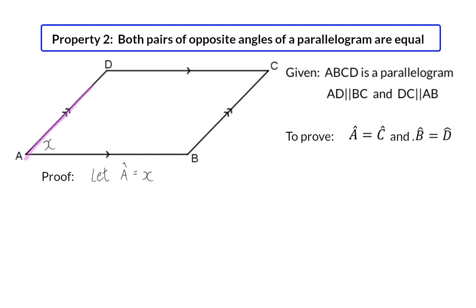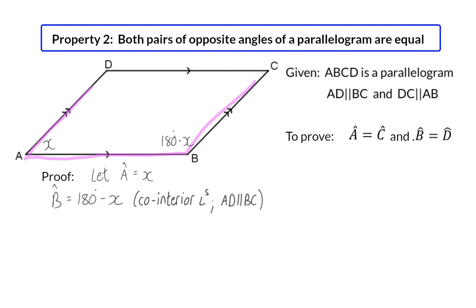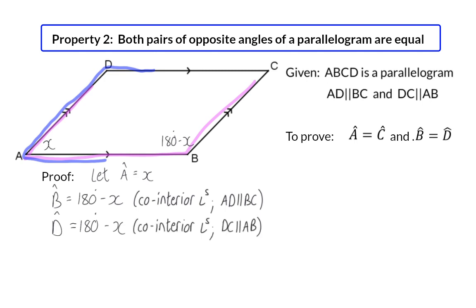Now, by making use of co-interior angles, we can determine the size of B. So B will be equal to 180 degrees minus angle A, and angle A we made x. The reason will be co-interior angles with our parallel lines AD and BC. And by making use of the second pair of parallel lines, we can draw another U to determine the size of D. So D will be 180 degrees minus A again, and here the reason will be co-interior angles, and this time the parallel lines are DC and AB.